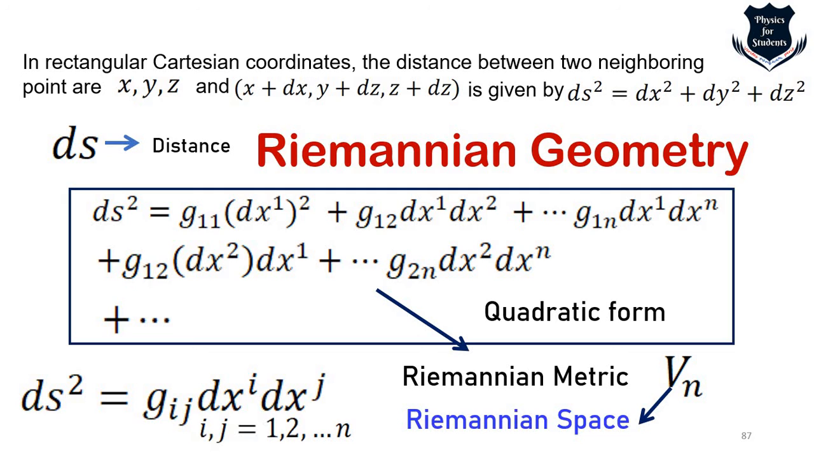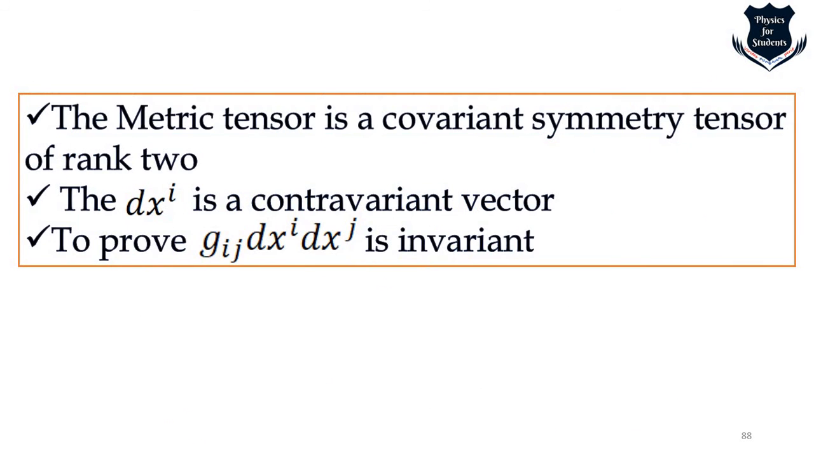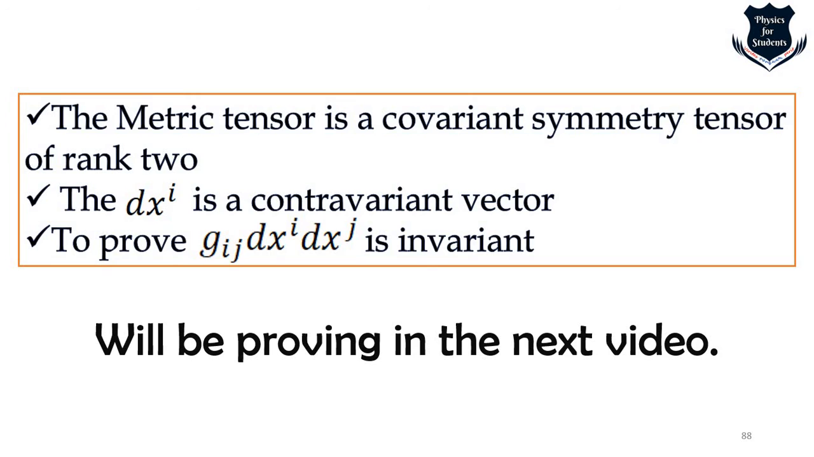We have seen how and what a metric tensor behaves, what things are like, and how we arrived at this. Three things which will be due for the next video: that the metric tensor is a covariant symmetric tensor of rank 2. Can we show this? The dx super i is a contravariant vector. Can we show this? And can we prove this one as invariant? Because it will be proved in the next video. Now you see, this is important because we have arrived at Gij or whatever, but can we prove that this is invariant? That means the calculation of the distance. So it will take again another video to prove it.